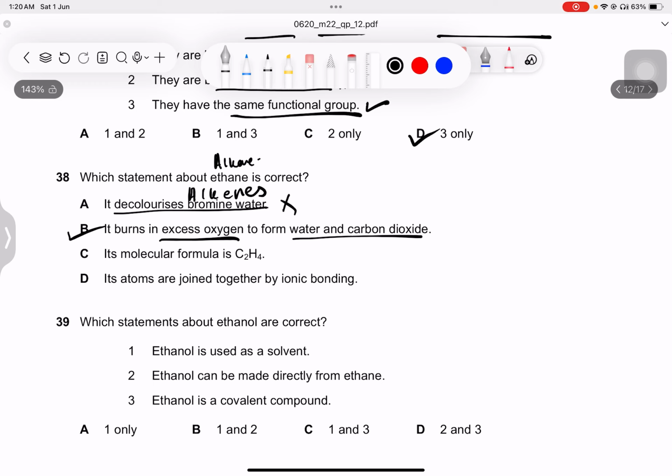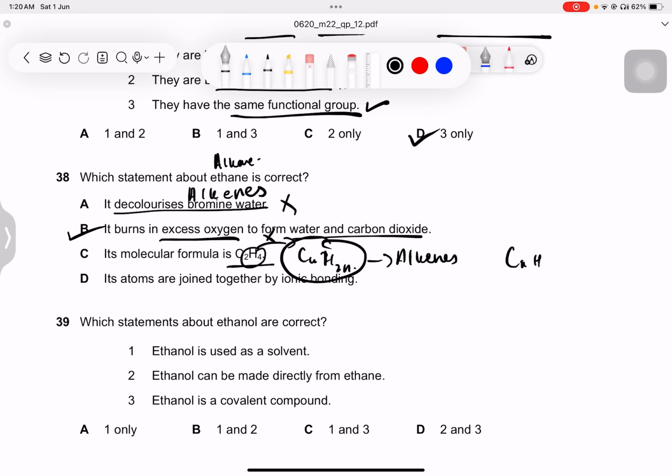Its molecular formula is C2H4. This is the general formula for the alkenes, CnH2n. So this is following this, so not correct. Alkanes have CnH2n+2. Its atoms are joined by ionic bonding, definitely not correct. They are joined by covalent bonding.